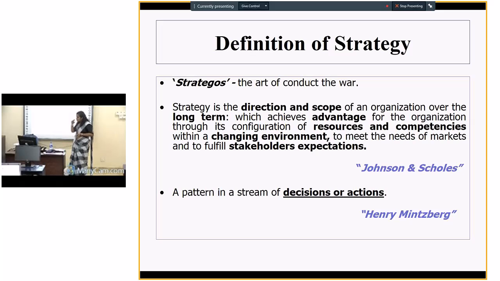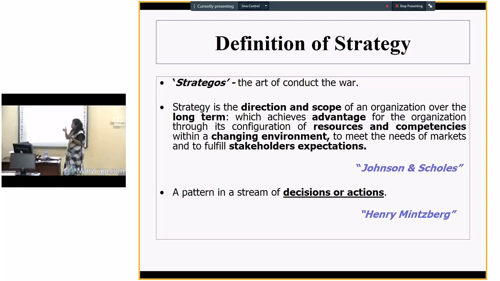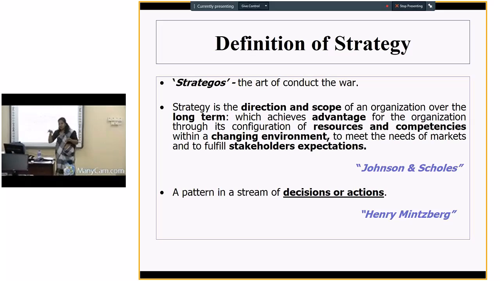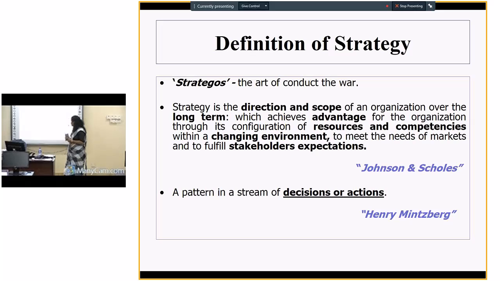Yes, how do we define strategy? Before going to the term strategic management, you should have an idea of what we mean by strategy. Strategy highlights the direction and scope of an organization over the long term, which achieves advantage for the organization through configuration of resources as well as competencies within a changing environment, to meet the needs of markets and also to fulfill stakeholder expectations.